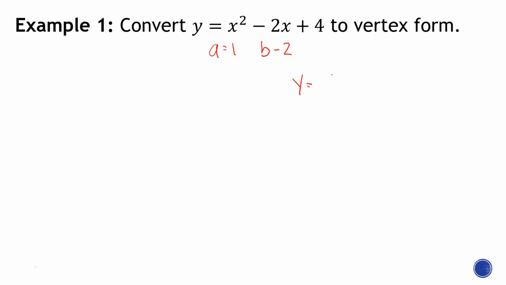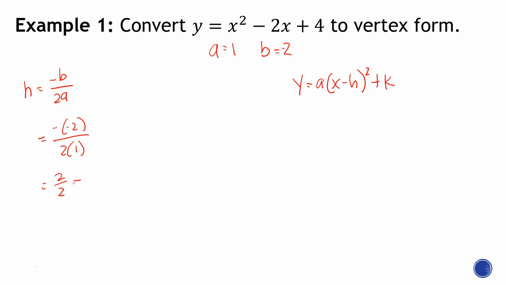Again, just a reminder, the objective is to convert that into this form. So clearly we already have the a, which is 1. We just need to solve for h and k. So for the h, the formula of that is negative b over 2a, right? Our b is negative 2. So it's negative 2 over 2 times 1. So that's 2 over 2, which is equal to 1, right? So now we have the h, which is 1.